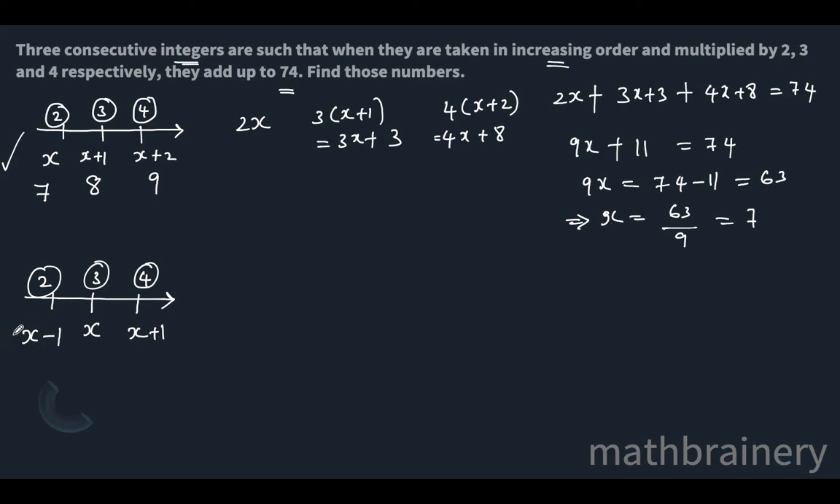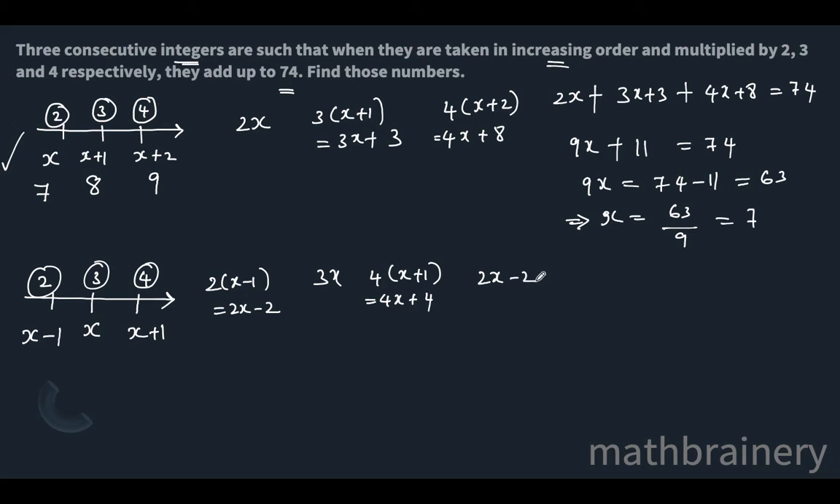Let us see. We are going to multiply these numbers, that is x minus 1, x and x plus 1 with 2, 3 and 4 respectively. So 2 into x minus 1 must be 2x minus 2 and 3 times x is 3x and you have 4 times x plus 1 as 4x plus 4. So we have 2x minus 2, 3x and 4x plus 4. They must all add up to 74 according to this condition.